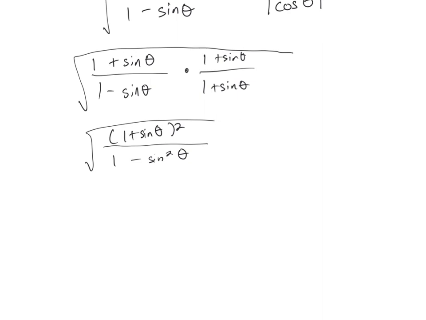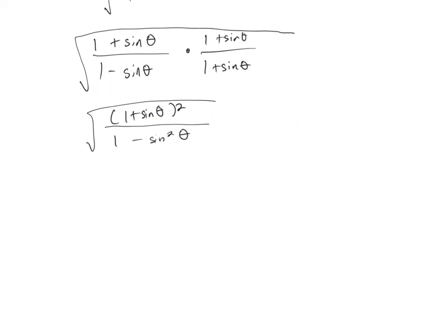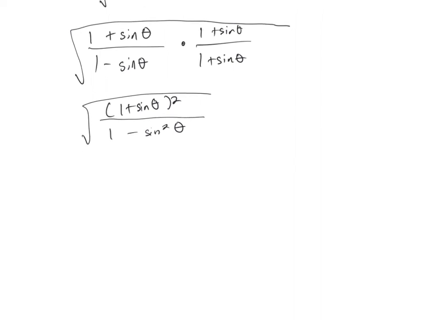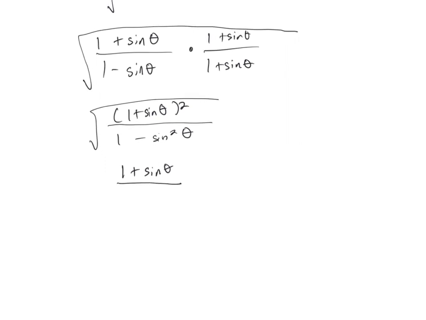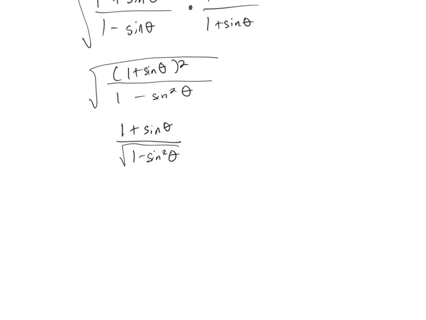And if I simplify that further, if I square root the numerator, that becomes 1 plus sine of theta. However, in the bottom, I still have the square root of 1 minus sine squared of theta. And I know that 1 minus sine squared of theta is equivalent to cosine squared of theta. So 1 plus sine of theta must be equivalent to the square root of cosine squared of theta.